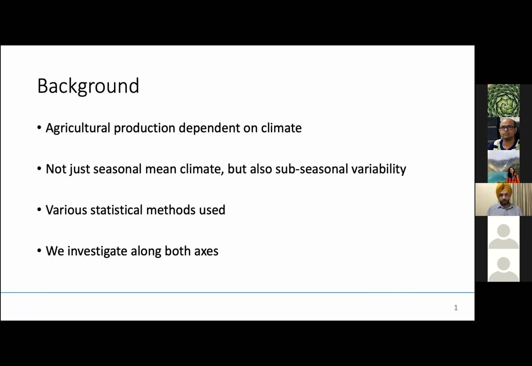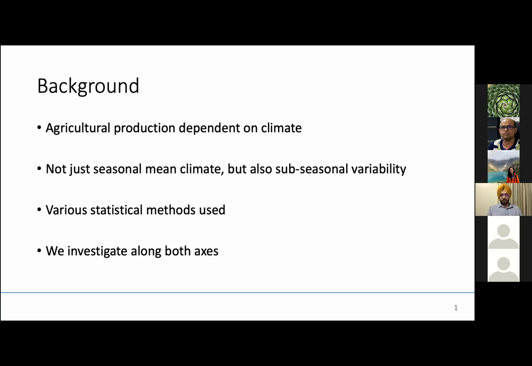Okay, so I'll give you a little background about my research. As we all know, agriculture is highly dependent on climate, both seasonal, like the average seasonal temperature or total rainfall over the season, as well as within-seasonal variability in terms of how many rain days there were or how extreme the temperature was on certain days during the growing season. So in other words, these anomalies that may be overlooked if we only discuss climate in terms of seasonal parameters are also very important.